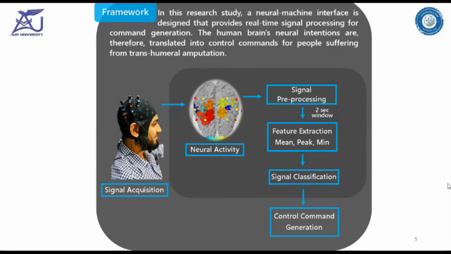Then we acquired the neural activities, the hemodynamic responses, and there was some signal pre-processing that we have to do with fNIRS, filtering the signals and so on. Then we extracted the features using a 2-second window, the mean feature and the peak feature.